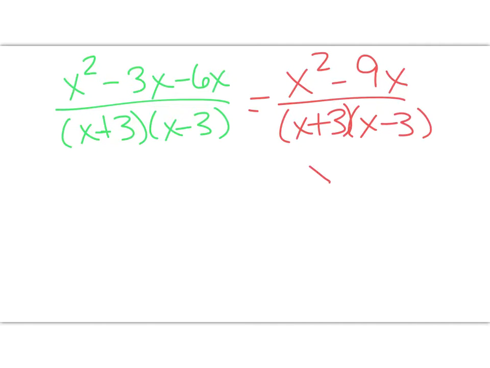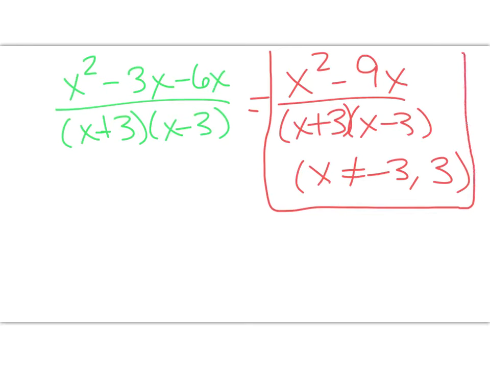And domain restrictions, x cannot be negative 3, else we'd have a problem with the first of the two factors, and it also can't be positive 3 because that would give us a problem with the second of the factors. And we'll say that our final answer is x squared minus 9x over x plus 3, x minus 3, along with the notation that we do not allow x to be negative 3 or positive 3.